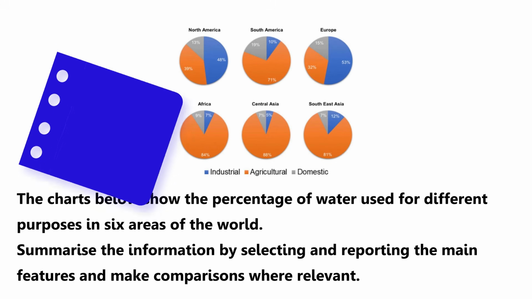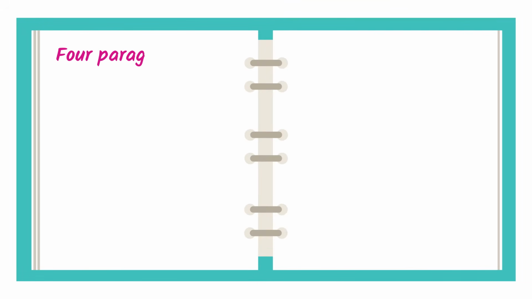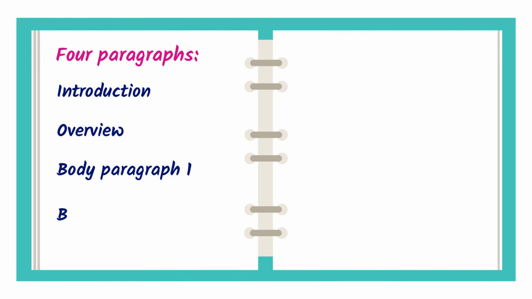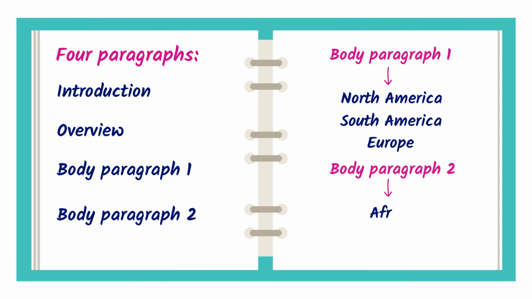Now, what is important here is how to categorize data. And as you know, our report consists of 4 paragraphs. The first paragraph, as you know, is introduction, then overview, then body paragraph 1 and second body paragraph. So for the 2 body paragraphs, we are going to categorize data based on North America, South America, and Europe in our first body paragraph, and Africa, Central Asia, and Southeast Asia will be in our second body paragraph. So let's just start by writing our introduction.